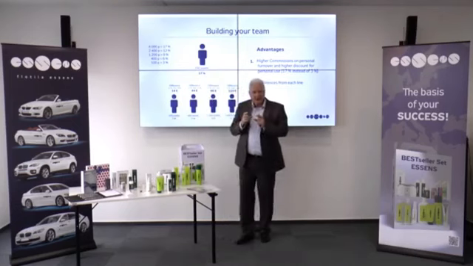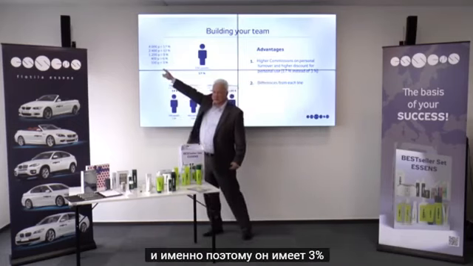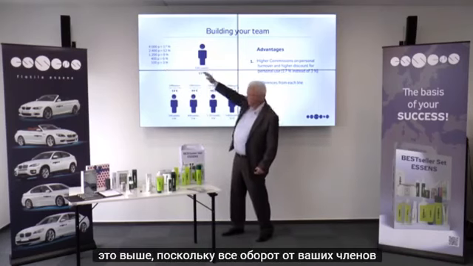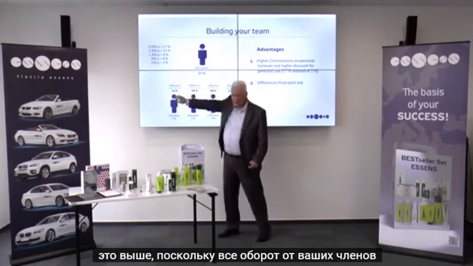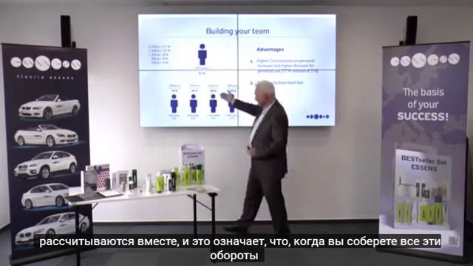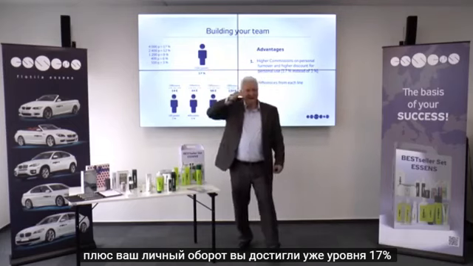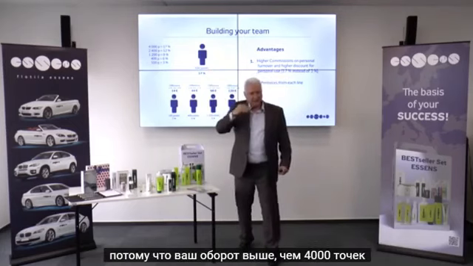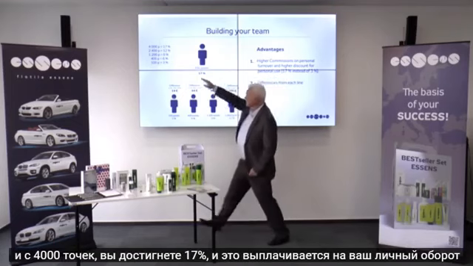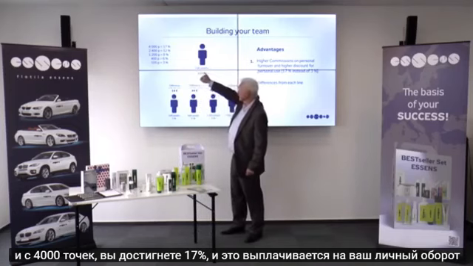Why? This member has only these 100 points, and this is why he gets 3%. Your total turnover is different, it's higher, because all the turnover from your members is calculated together. When you calculate all this turnover plus your personal turnover, you have already reached the level of 17%, because your turnover is higher than 4,000 points. And from 4,000 points, you reach 17%, and this is paid on your personal turnover.